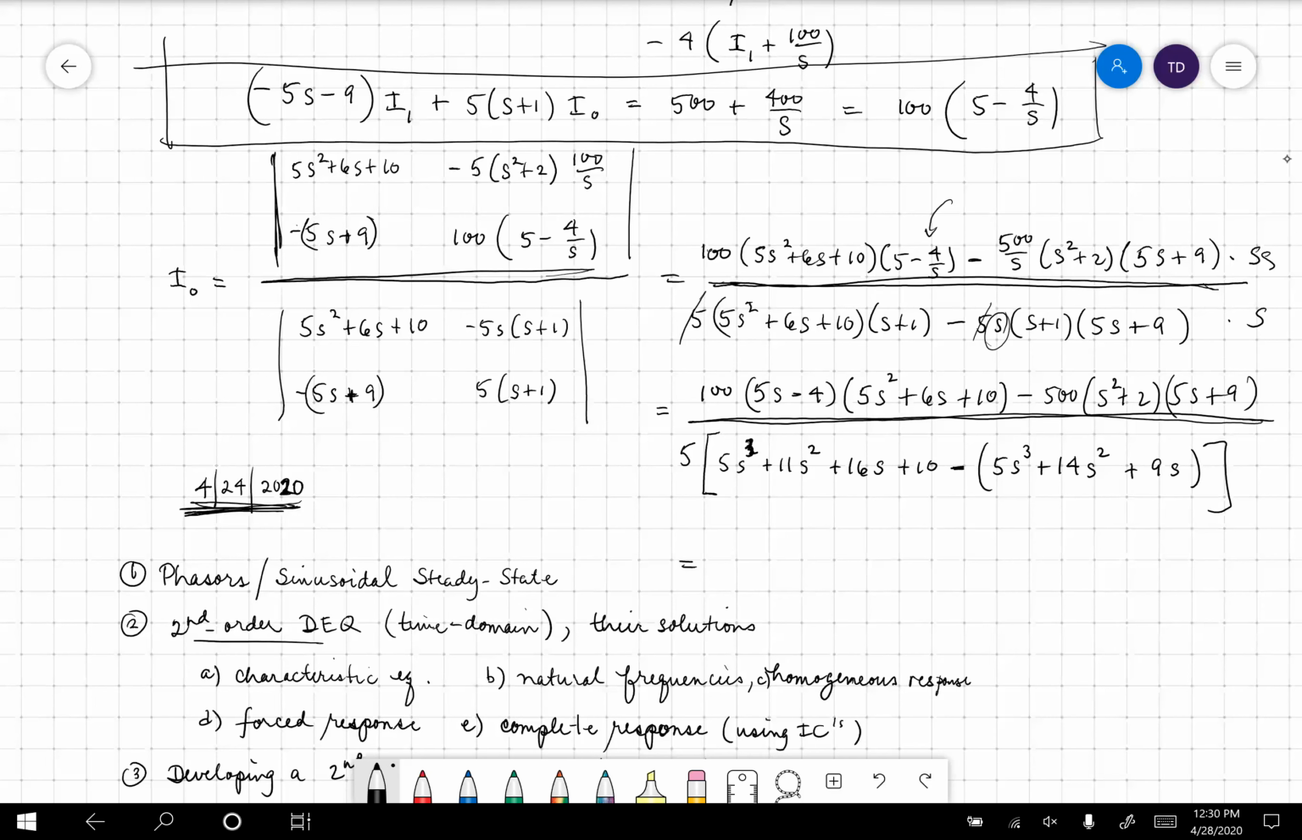Okay, let me focus on the denominator. So there's a 5 down there. Actually, let's take that 5 and put it up top. Let's get rid of that 5 in the denominator. So we don't want that there. Now, 5s squared minus 5s cubed minus 5s cubed, gone, beautiful. Then we have, let's see, 11s squared minus 14s squared is minus 3s squared. Take care of that. And this is actually all in the denominator, just looking at the denominator here.